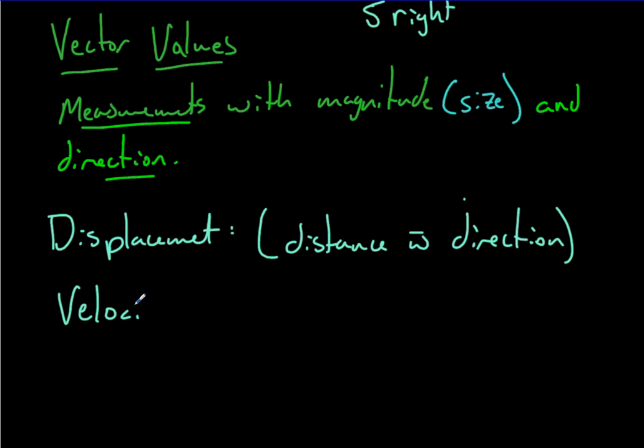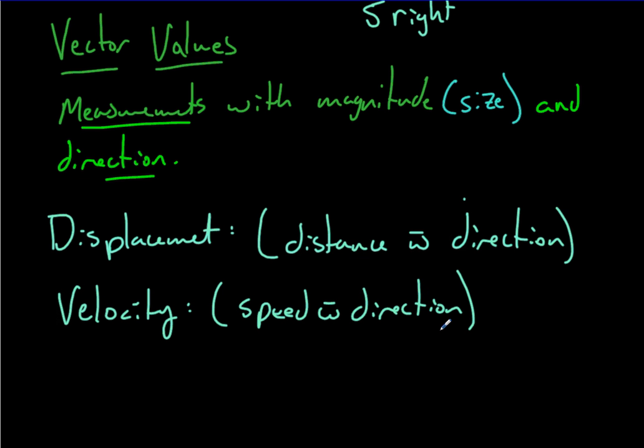Another one is velocity. And this is like speed with direction. If you're driving along in your car at 100 kilometers per hour, that's the speed. If someone outside is watching you and says, you're going 100 kilometers per hour to the right, that's velocity. And one more that we're going to study in kinematics, because these have to do with motion, is acceleration. And this is essentially a changing speed with direction.